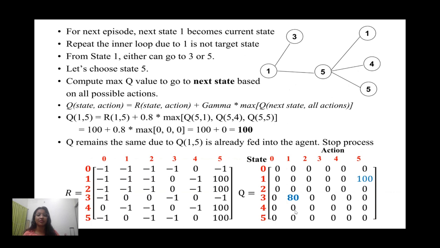For the next episode, state 1 becomes the current state. Repeat the inner loop. State 1 is not the target state. From state 1, the agent can go to 3 or 5. Let's choose state 5, compute the max Q value to go to the next state based on all possible actions. Again, the Q(state, action) formula is used, and the answer we find is 100. Q remains the same because Q(1,5) is already fed into the agent. Now stop the process.